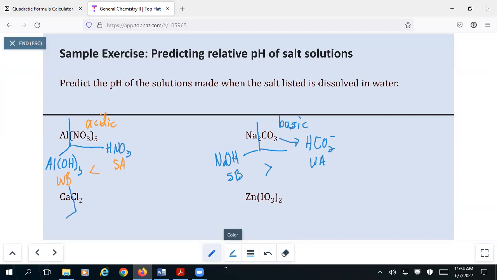For the third example, we have calcium coming from the base, calcium hydroxide. And we've got chlorine coming from the acid, hydrochloric acid. Calcium hydroxide is one of our identified strong bases. Hydrochloric acid is identified as a strong acid. The acid strength and the base strength are considered to be equal to each other. So we would anticipate a neutral pH for calcium chloride.